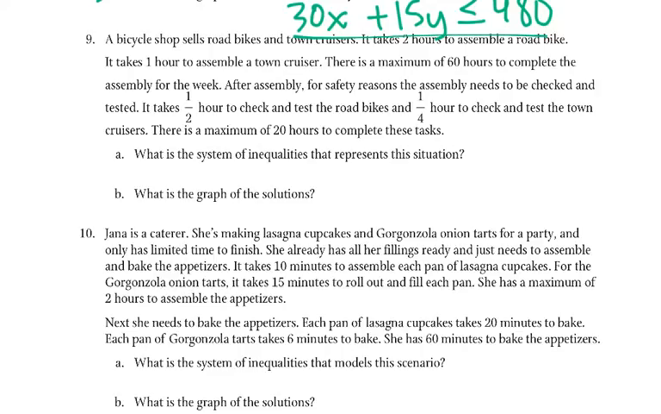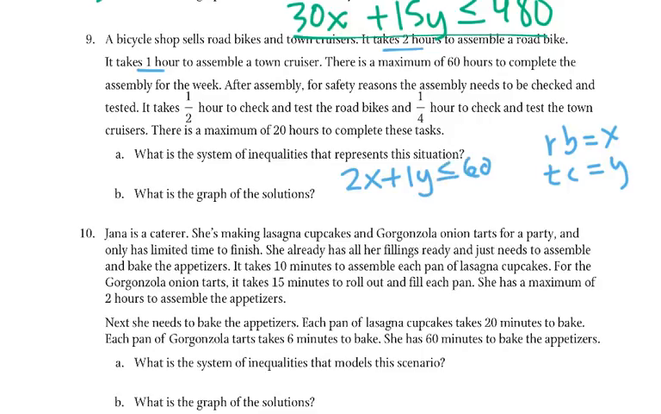9. A bicycle shop sells road bikes and town cruisers. It takes 2 hours to assemble a road bike, so road bike we'll call X. It takes 1 hour to assemble a town cruiser, we'll call Y. There's a maximum of 60 hours to complete the assembly for the week, so 2 times the road bikes plus 1 times the town cruisers has to be less than or equal to 60 hours.